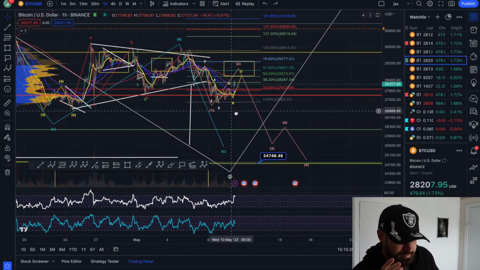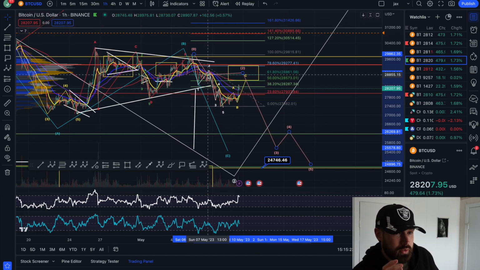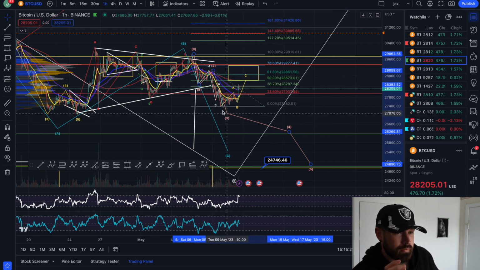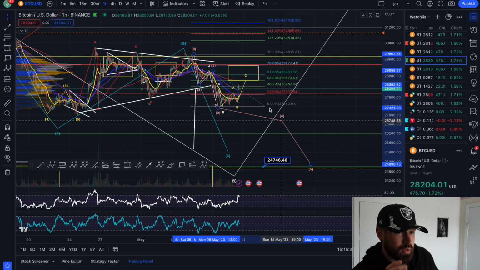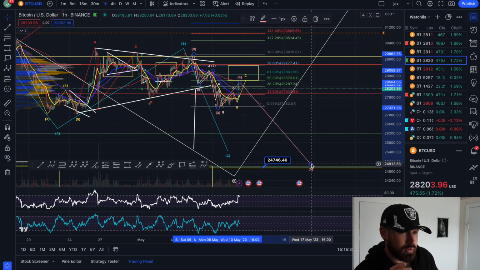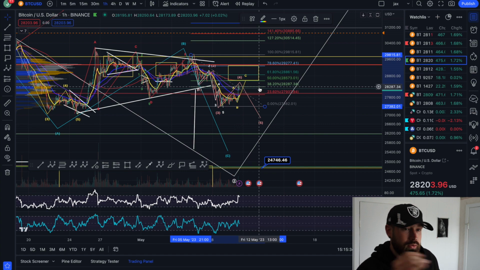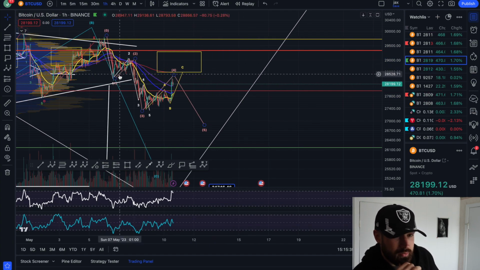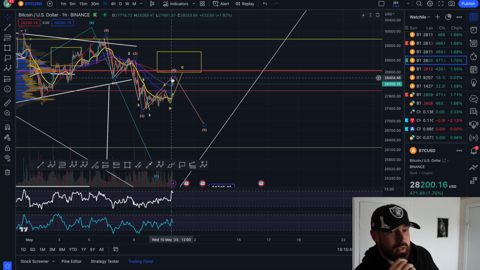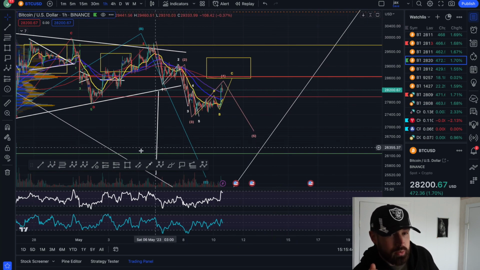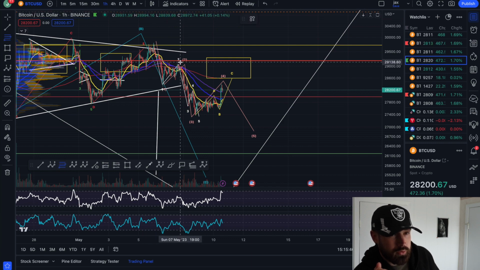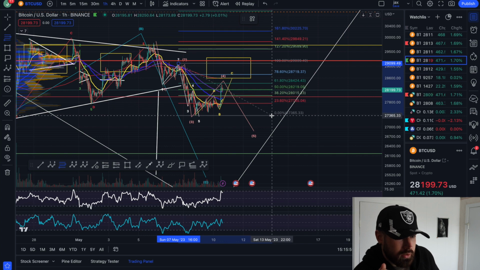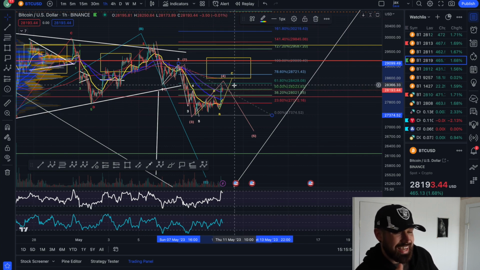I'll show you why. If you're trying to tell me that this is a wave 4 right here, there's a couple of reasons why I don't think this is correct. First of all, this 4 is already starting to break into the wick of the wave 1. It's also already broken above the 50% retracement if you take a Fibonacci from the top of 2 to the bottom of 3, and you can see it's already pushed up to the 618.